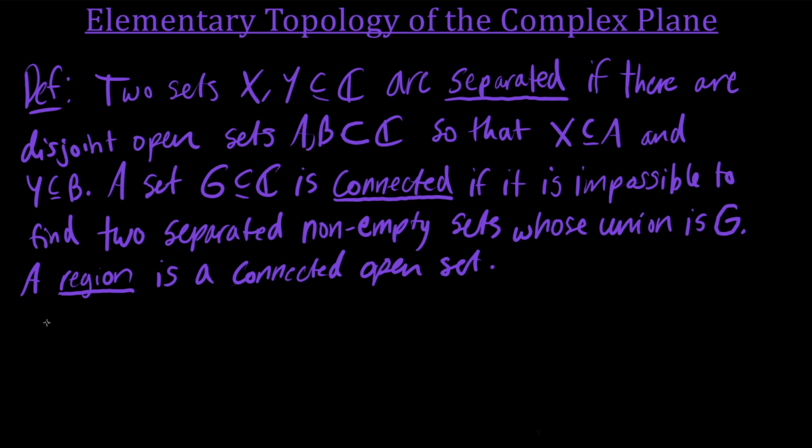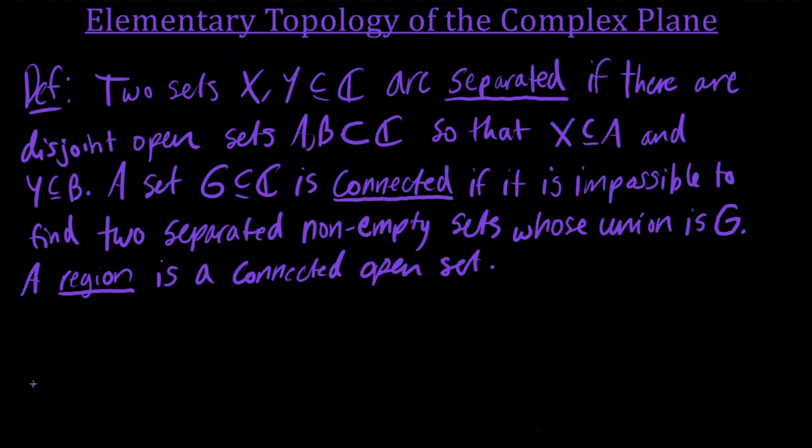And so let's go over an example. Let's say that we have X, which is equal to the interval from 0 to 1 excluding 1, and Y is equal to the interval from 1 to 2 excluding 1. And so the question I want to ask is, are these two sets separated? And if we can construct two disjoint open sets A and B so that X is a subset of A and Y is a subset of B, then X and Y are separated. So let's attempt to make such a construction.